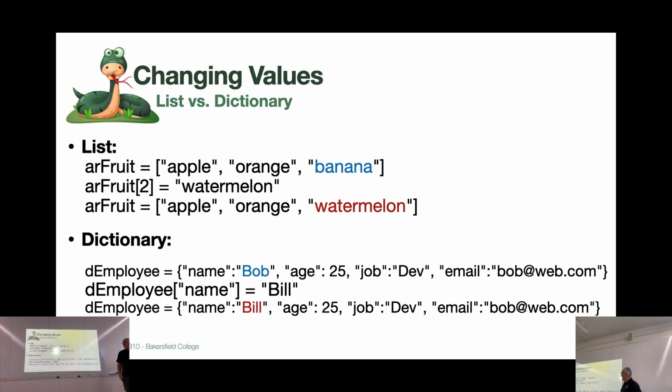A dictionary is a little bit different, but a similar idea once you get the hang of referencing the key name instead of the index. If I wanted to change Bob to Bill for the employee name, I would say the employee name equals Bill. That would change that value. Okay.